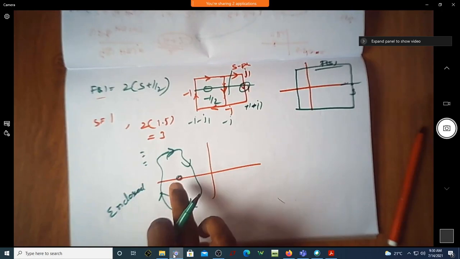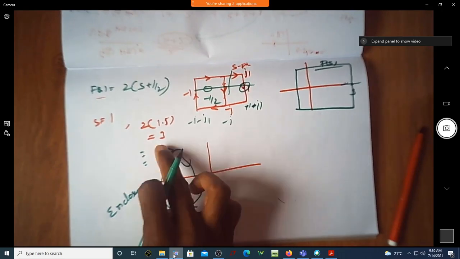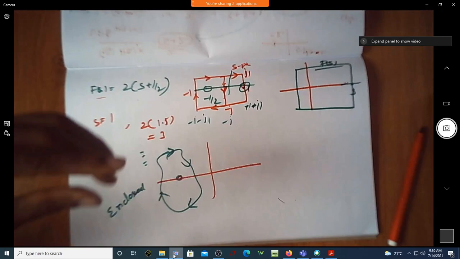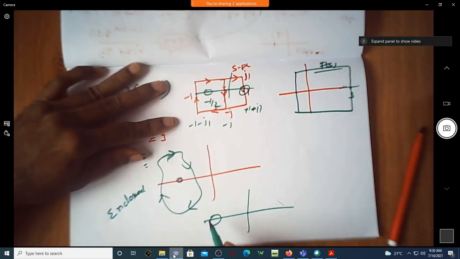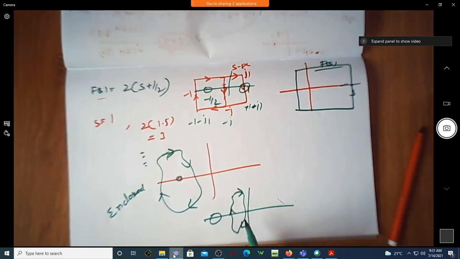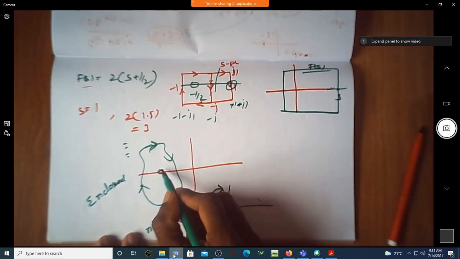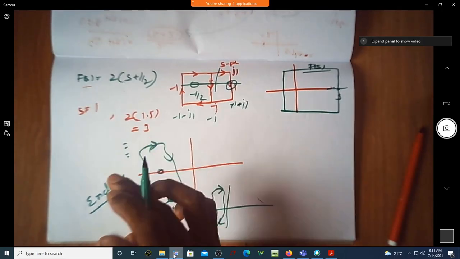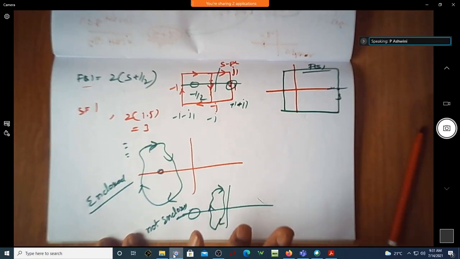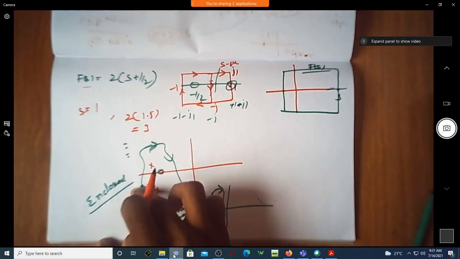What is enclosed? A 0 is enclosed by the contour. Correct? Suppose I have an example, I'll have a 0 here. Suppose I have a contour like this, it is to the left, I'll say it is not enclosed. So if you have any pole or 0 towards the right of that contour, I will say it as enclosed. If it is to the left, I will say it as not enclosed. Assume that I have something like this now. So to this contour, 1 0 is enclosed, 2 poles are also enclosed.